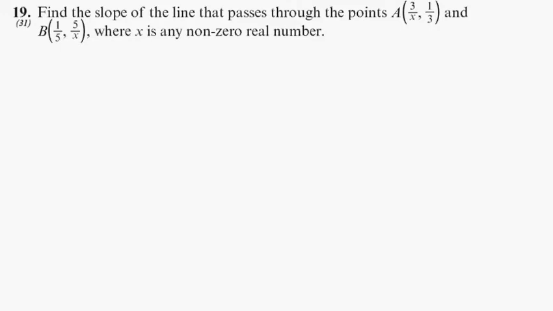Okay, this one is asking us to find the slope of the line that passes through these given points. Remember that slope is equal to delta y over delta x. So we're going to just set it up like this.